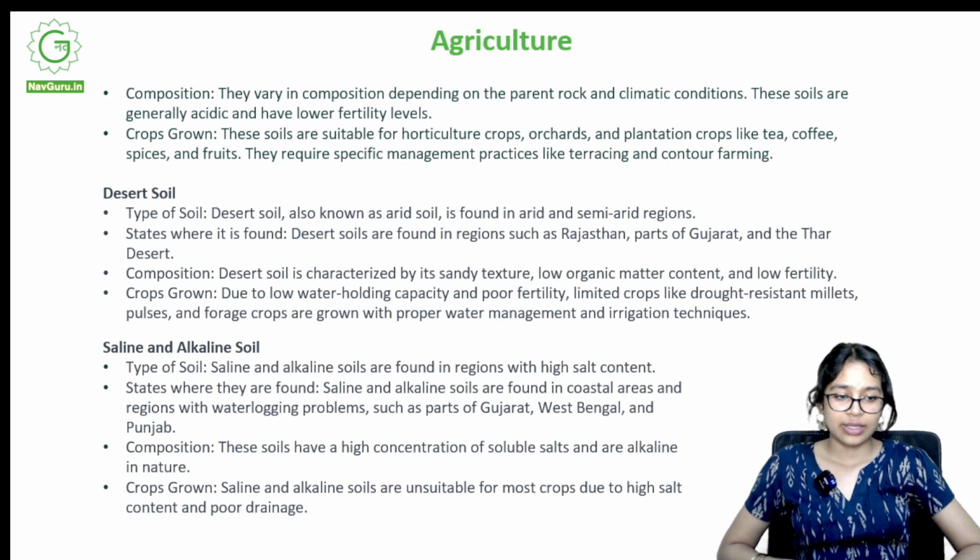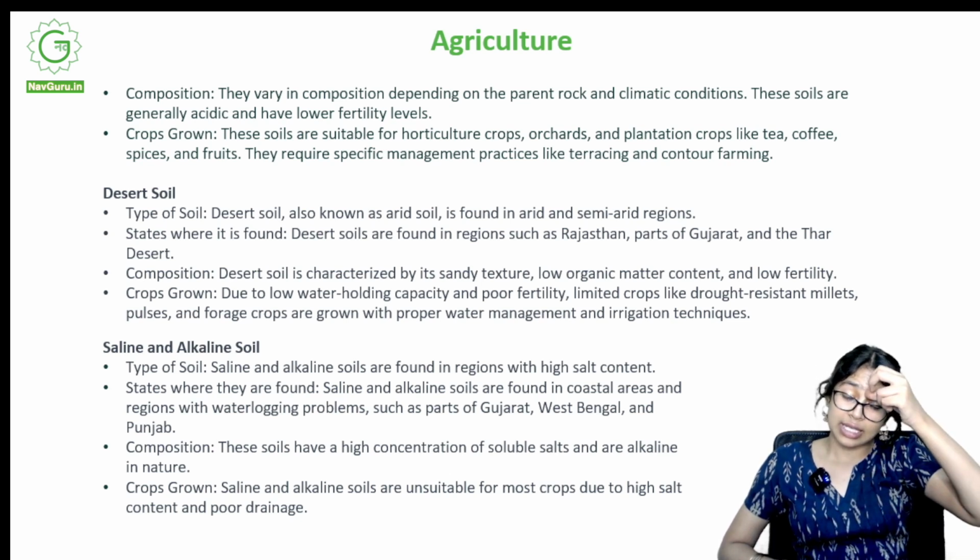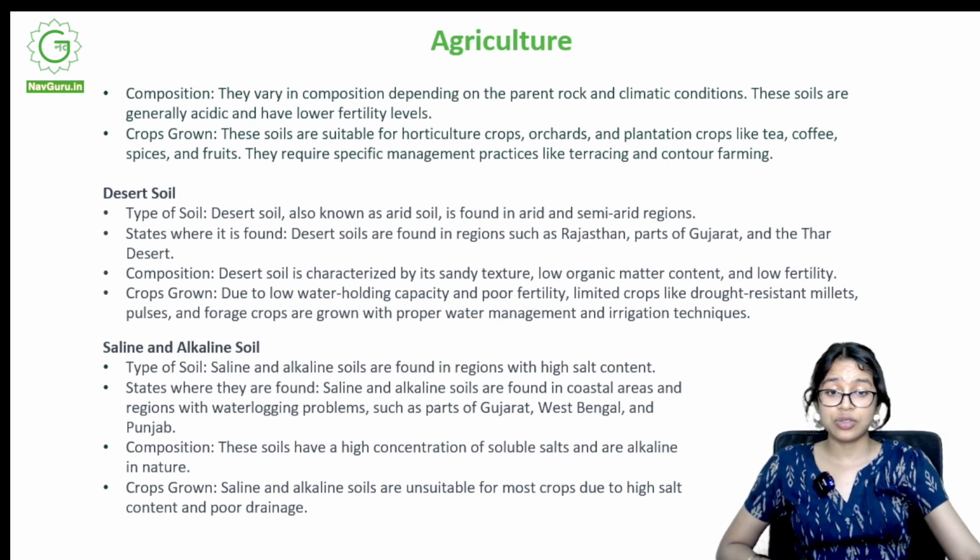Saline and alkaline soil. Type of soil. Saline and alkaline soils are found in regions with high salt content. States where they are found: saline and alkaline soils are found in coastal areas and regions with waterlogging problems such as parts of Gujarat, West Bengal, and Punjab. Composition: these soils have a high concentration of soluble salts and are alkaline in nature. Crops grown: saline and alkaline soils are unsuitable for most crops due to high salt content and poor drainage.